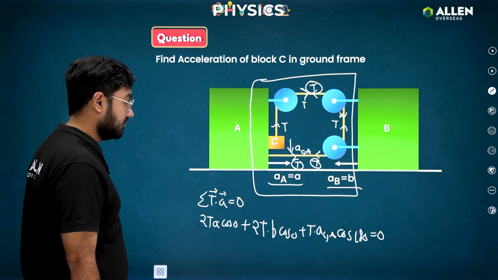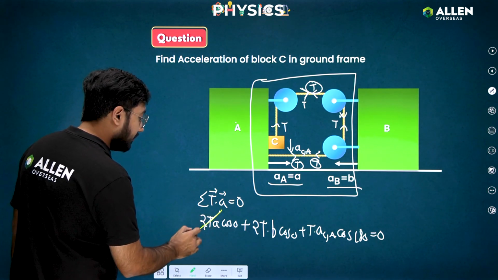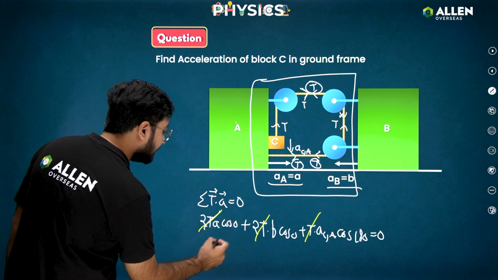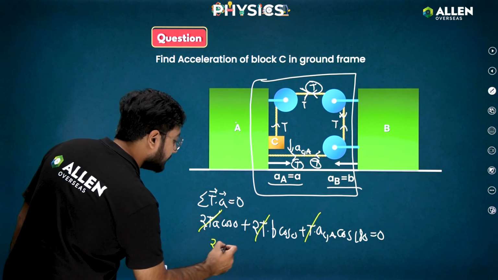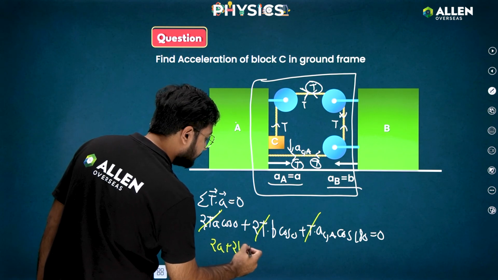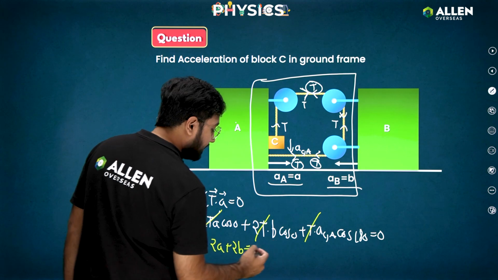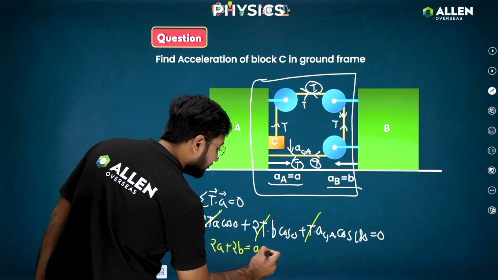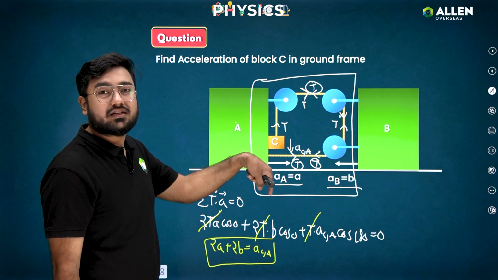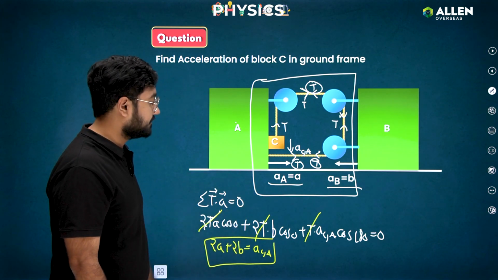One equation only. Can I take T and throw it to the other side? Yeah, I can. Cos 0 is 1. So 2a plus 2b, this thing is equal to, this will be minus, since cos 180 is minus 1, a_C with respect to A. And that is in the downward direction. So our assumption is correct. We have taken it downwards, so our assumption is correct.